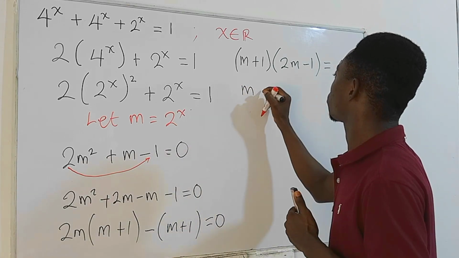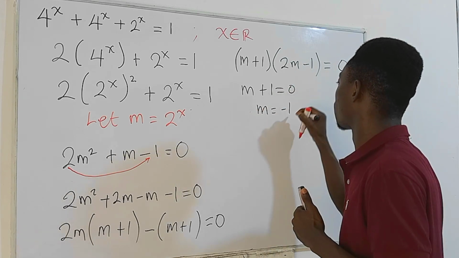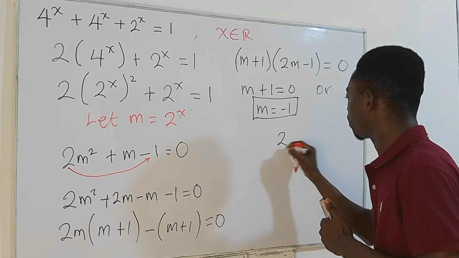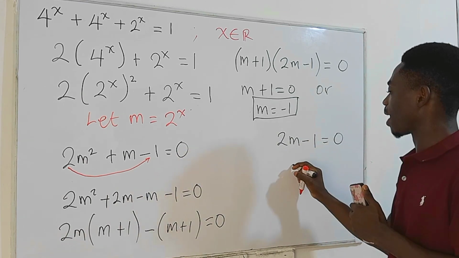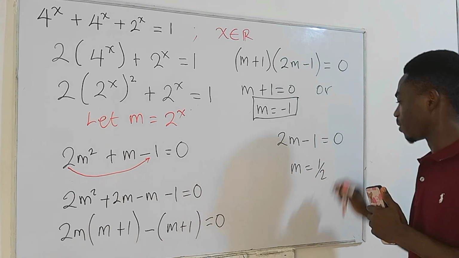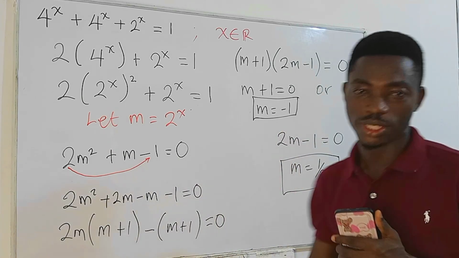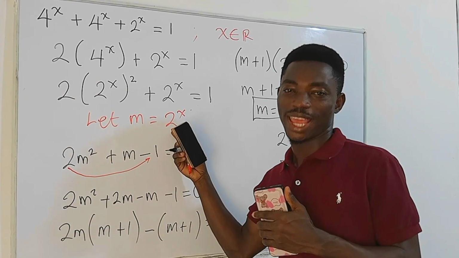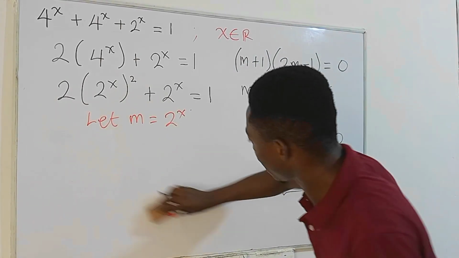The first one is going to be m plus 1 is equal to 0, and we have m is equal to -1 as a solution for m. Or the second one is going to be 2m minus 1 is equal to 0, and this implies that m is equal to +1/2. The other solution for m. Of course, we have two solutions for m, but remember, m is 2 to the power x. So let's go ahead and then look for the values of x.